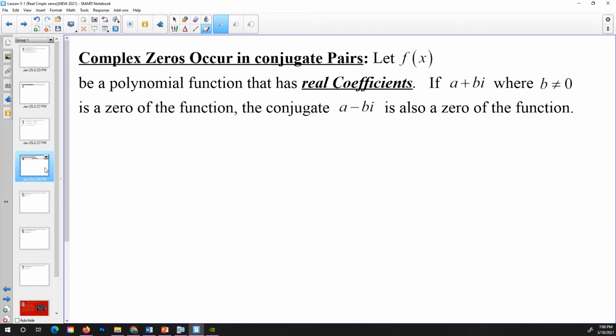Finally, complex zeros must occur in conjugate pairs. If we let f of x be a polynomial that has specifically real coefficients, and we are given that a plus bi, where b is not equal to 0, is a zero of the function, then its conjugate, a minus bi, must also be a zero for the function.